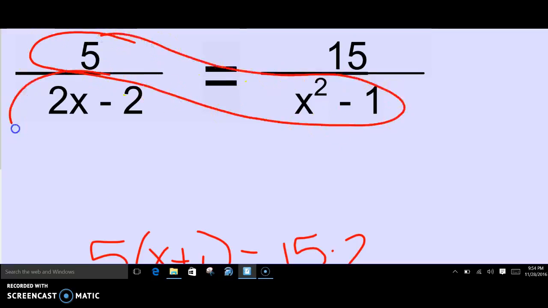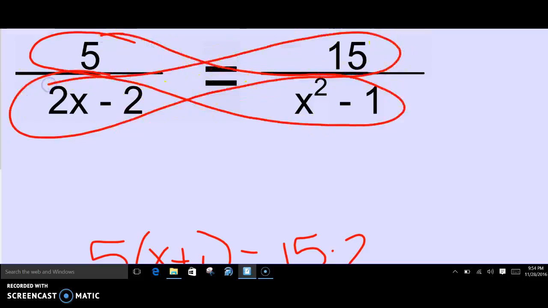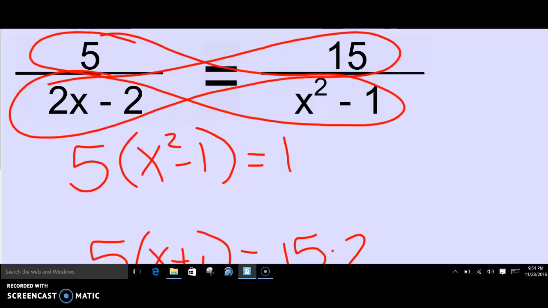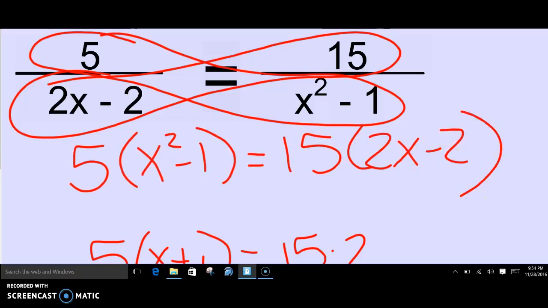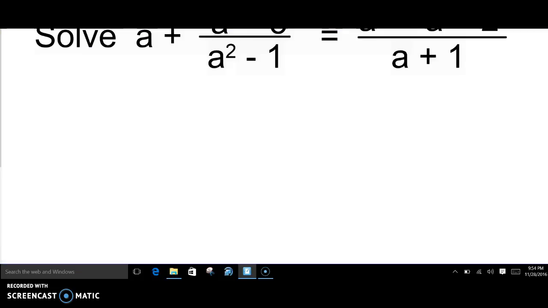You will just end up with something that will be factored, and you'll end up with 2 answers. So you'll end up with 5 times (x squared minus 1) is equal to 15 times (2x minus 2). And then you've got to go and solve it from there, okay? Sometimes it has to be done, but in this case, you didn't need to.